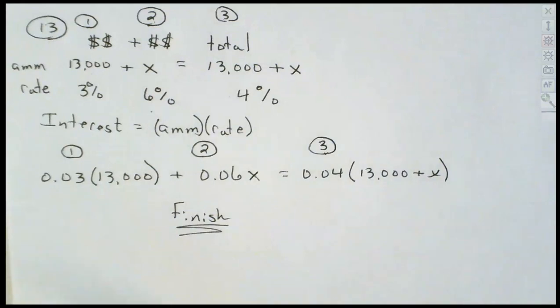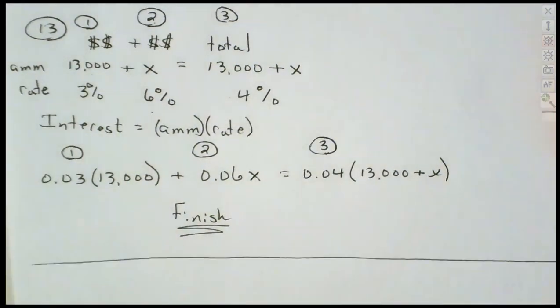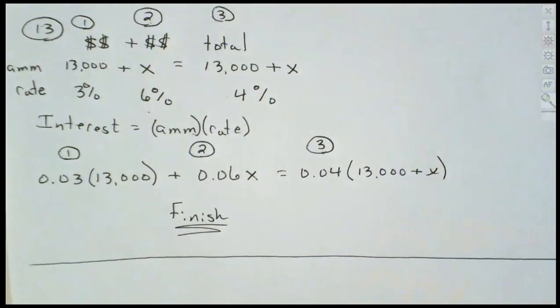So we build our equation. We'll finish it, solve it for X. And X is going to represent the amount that goes into the 4% total.